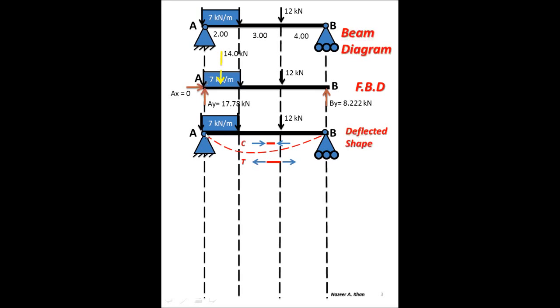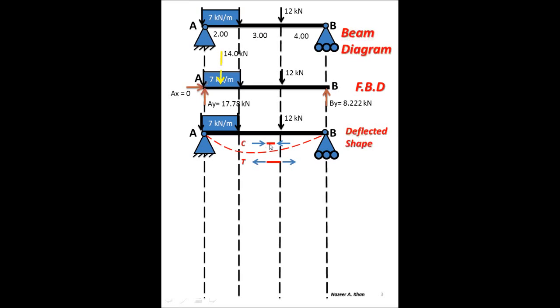We have a beam that's pinned at two locations, and it has forces acting down in between those two locations. It will cause this type of shape. On the upper part I have a C, and the lower part I have a T. The C represents compression, the T represents tension.